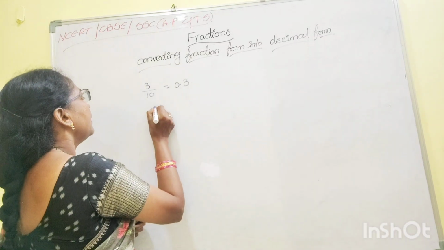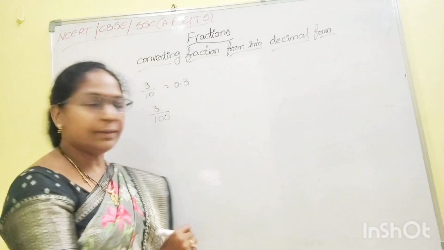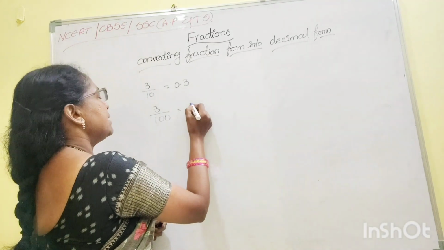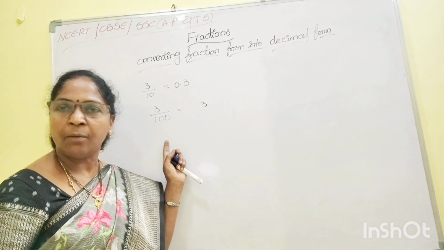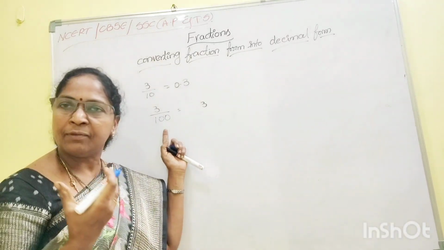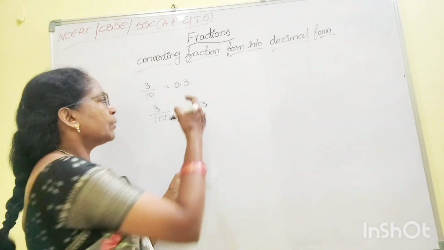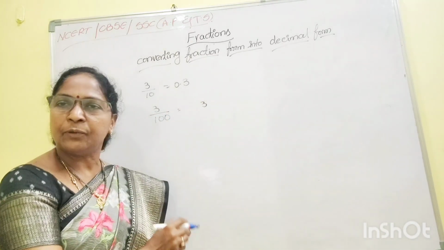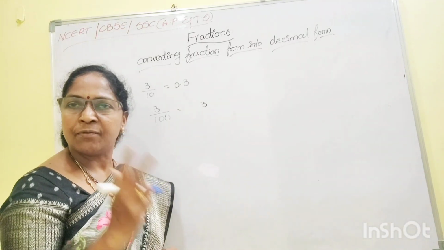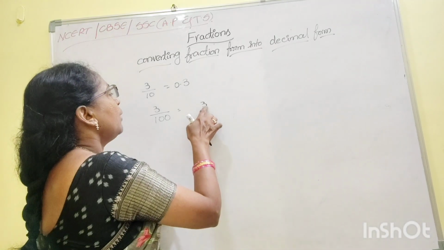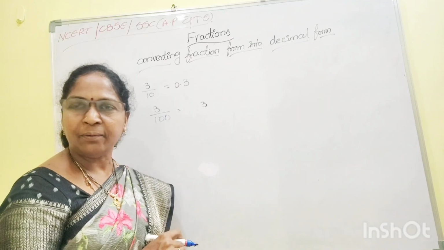For example, here 3 by 100. Then what is the equivalent value? As it is, the number 3 you write first. But what I say in the denominator, 1 after how many zeros are there? Those you have to count, I said. So 2 zeros are there. Count 2 digits, after that you have to put the decimal point. From the right side of the number, count 2 digits, after that you put the decimal point. Here only 1 digit is there. The second digit is not there. So what you have to do? Put 0.